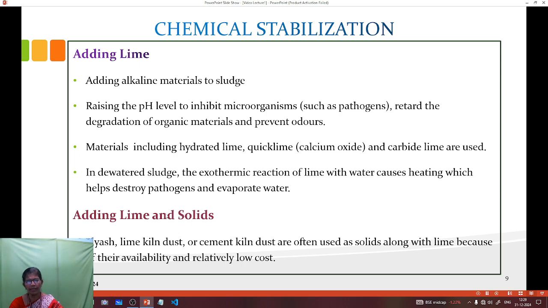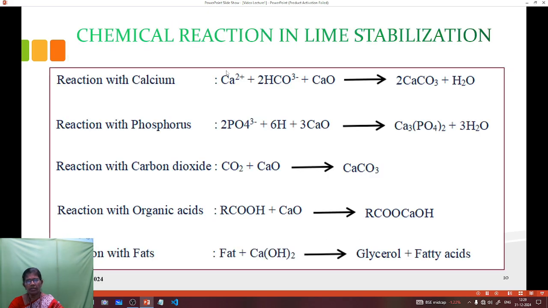Then adding lime and solids. In addition to lime, we can add fly ash, lime kiln dust or cement kiln dust. If it is cheap or easily available, we can add these solids in addition to lime. These are the chemical reactions.